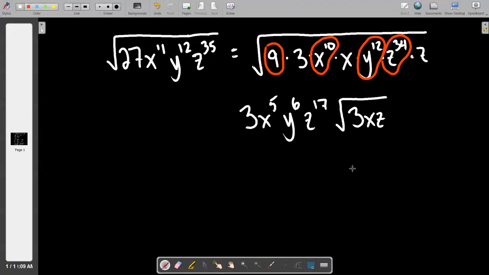Okay, let's try maybe one more example, and then I think I'll just let you work. It's a two-sided worksheet.